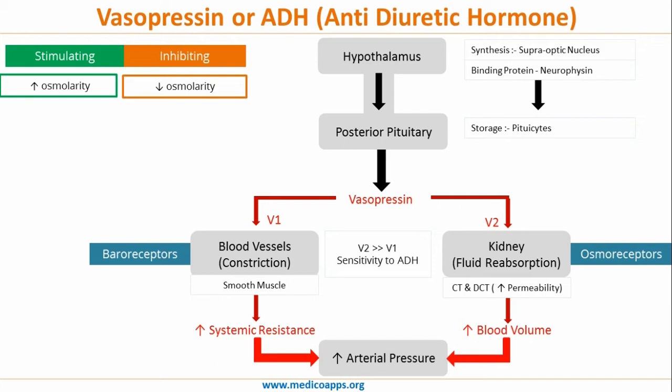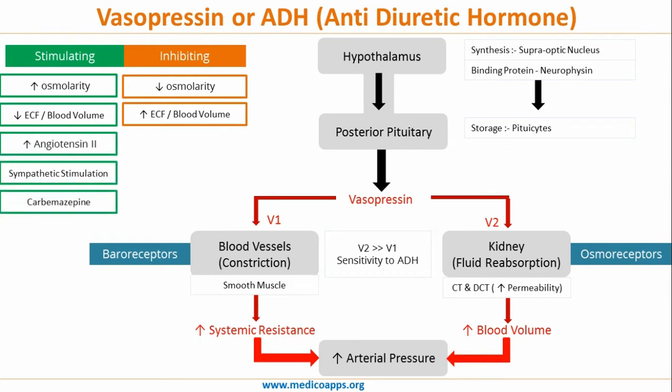The reverse happens in cases of decreased osmolarity. The same logic can be applied to blood volume or extracellular fluid. If blood volume or extracellular fluid decreases, which means blood becomes thicker, again you want the body to conserve fluid, so you want fluid reabsorption to happen. So this is a stimulating factor for vasopressin or ADH secretion. Angiotensin 2 again is a very important antidiuretic hormone stimulating factor. Sympathetic stimulation and carbamazepine are other stimulating factors.